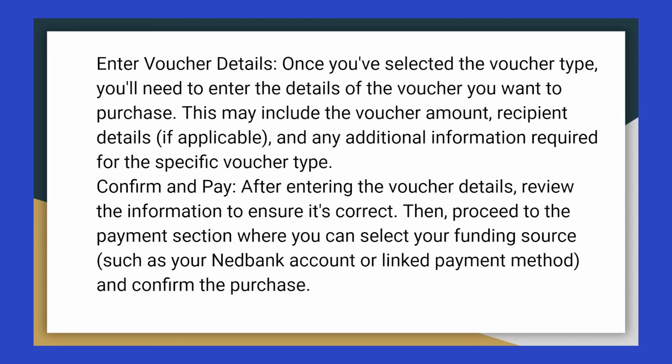Once you have selected the voucher type, you will need to enter the details of the voucher you want to purchase. This may include the voucher amount, recipient details, and any additional information required for the specific voucher type. After entering the voucher details, review the information to ensure it is correct. Then proceed to the payment section where you can select your funding source and confirm the purchase.